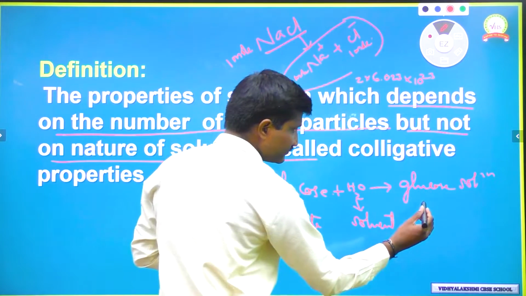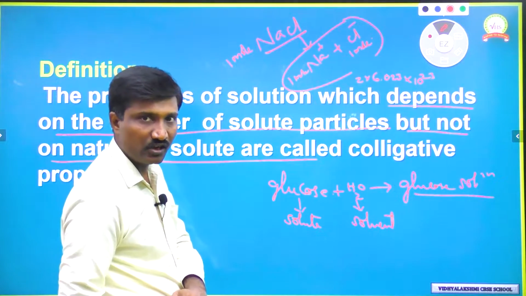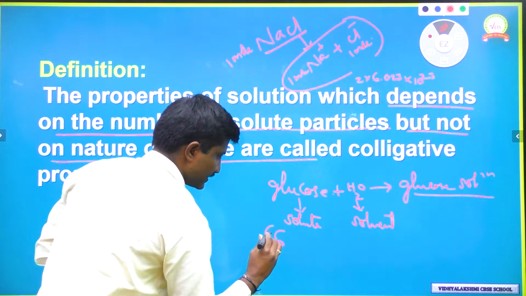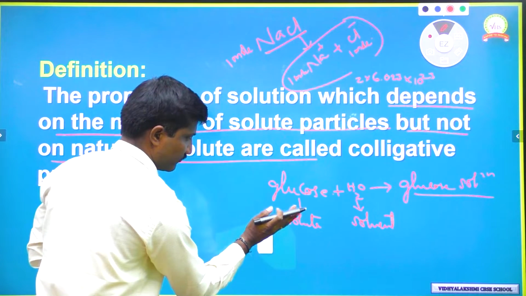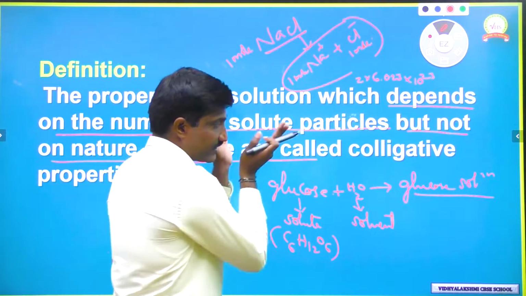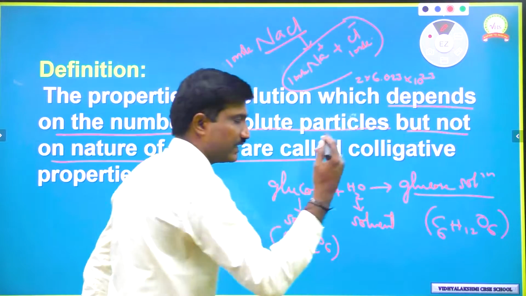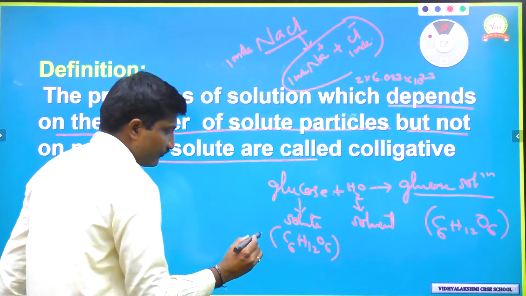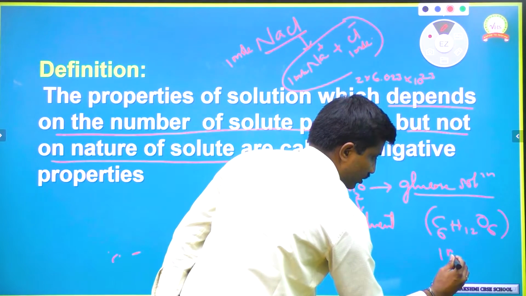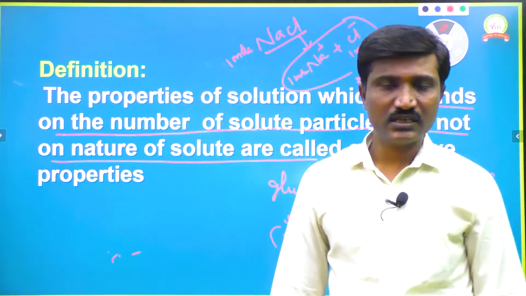Now, when we dissolve glucose in water, it does not dissociate into ions. The actual formula of glucose is C6H12O6, and after dissolving in water it still has the same formula. It is not dissociating into ions. If one mole of glucose is dissolved in water, the same one mole of glucose molecules is present, since it is not dissociating, so the number of molecules does not increase.